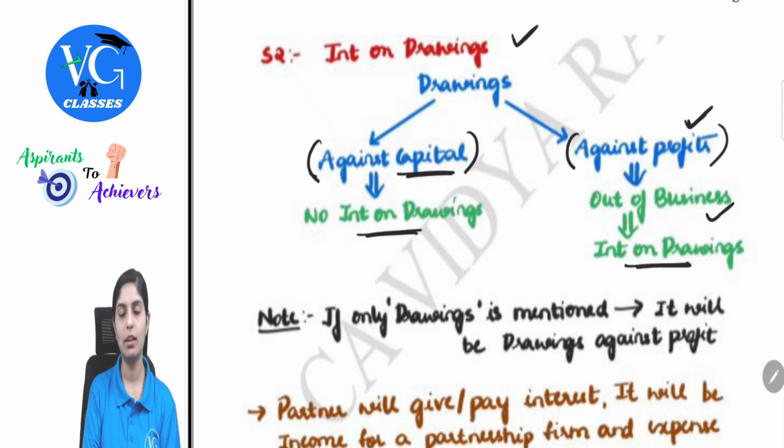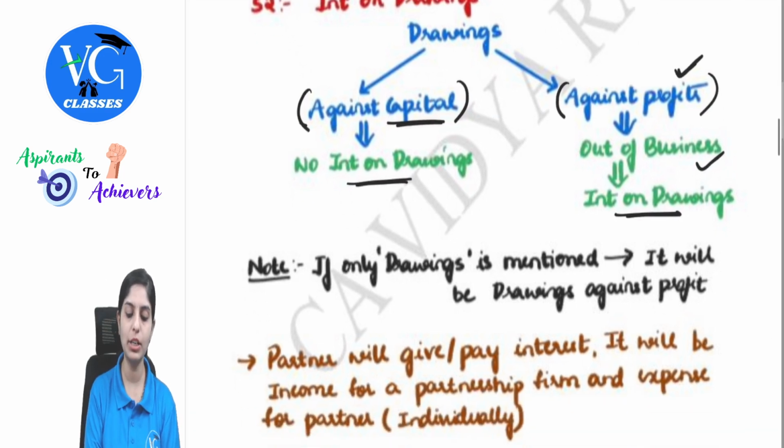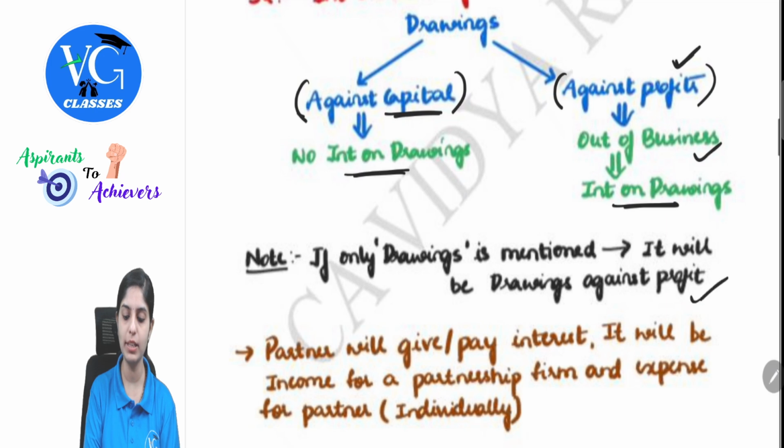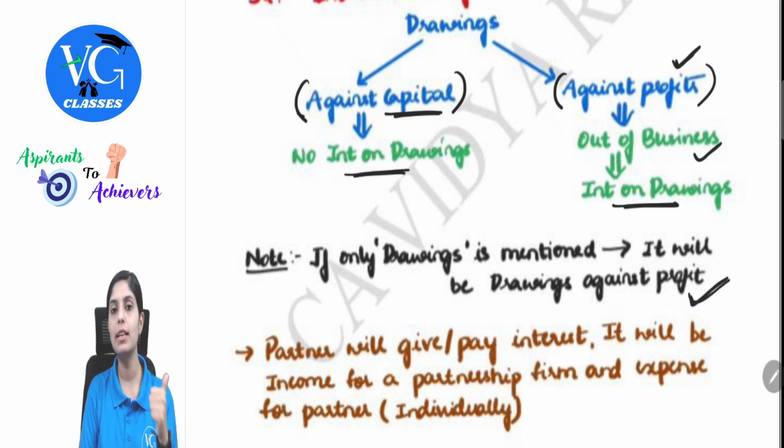Now, how to decide what is given in the question? See, if only drawings is mentioned, it will be drawings against profit. That is how we understand. It will not be considered as drawings against capital. If that is the consideration, the question will make a clear highlight, since we need to charge interest on such drawings.